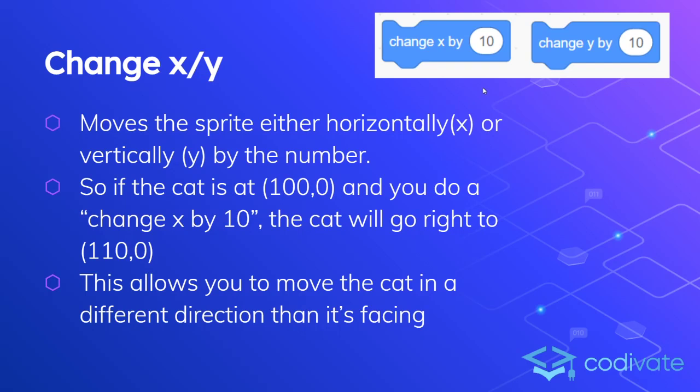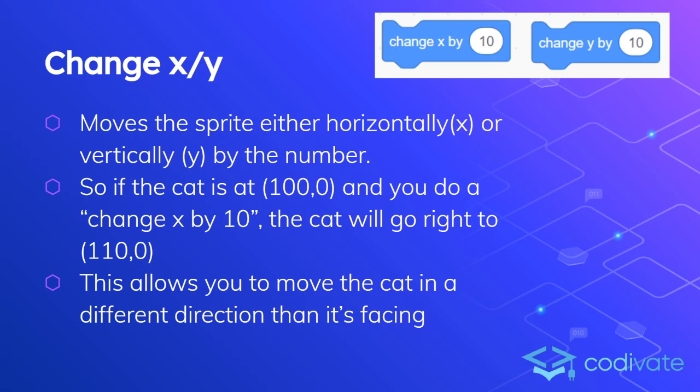Now, the next two are change x and change y by some number. What that does is push the sprite up, down, left, or right, depending on what block you use and what number you use. And that's all it does. It just takes the cat and pushes it in a direction.